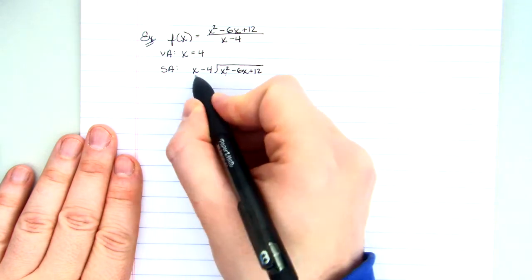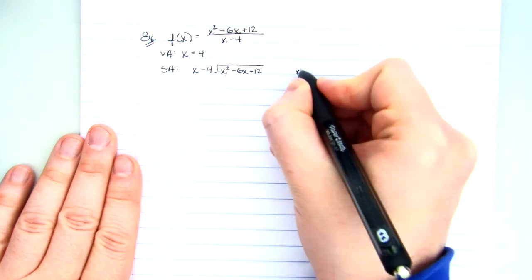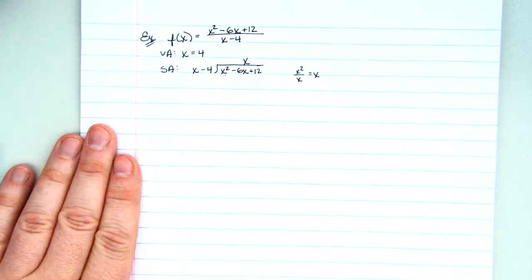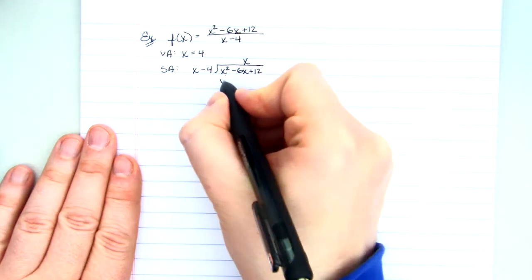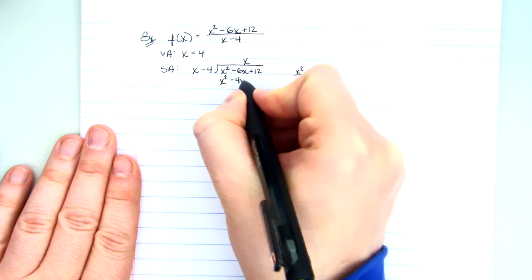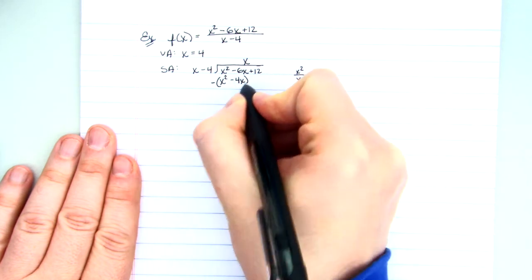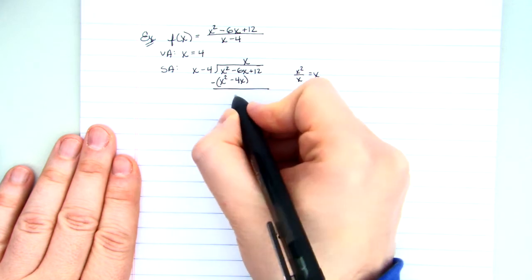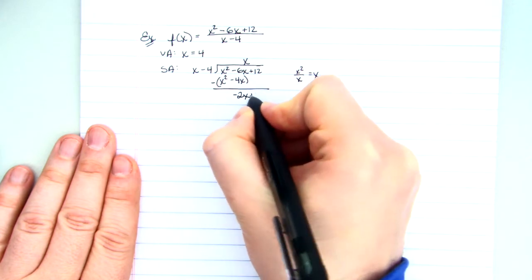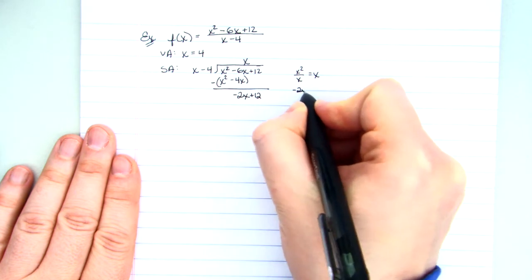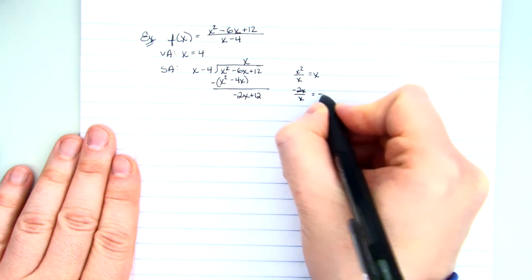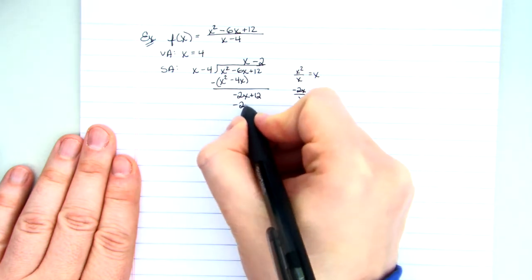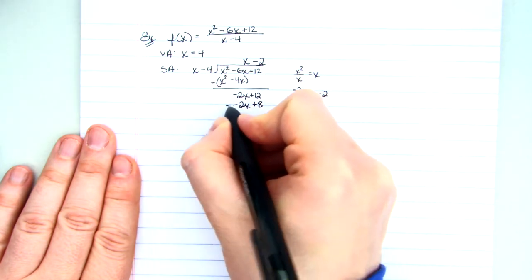Okay, x squared divided by x gives me x. I'll put that over there. X times x minus 4, x squared minus 4x. Parentheses around that, and I'm going to subtract. Negative 6x minus negative 4x gives me negative 2x. Bring down the 12. I'm going to divide. Negative 2x divided by x is negative 2. Okay. Negative 2x plus 8.